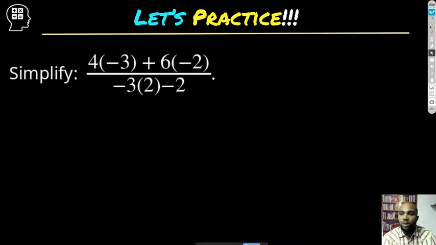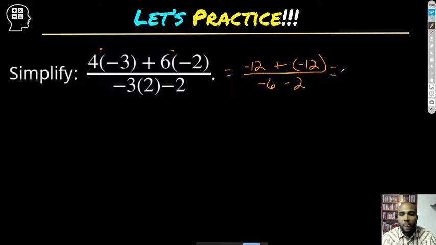All right, so here's the problem we started out with in our opener. How do you do this? So we're going to take our numerator. We're going to do the multiplication first. I see these are being multiplied, so I'm going to multiply 4 times -3 is -12, plus 6 times -2 is -12. Down here, I'm going to do my multiplication first as well, because -3 times 2 is -6 minus my 2.